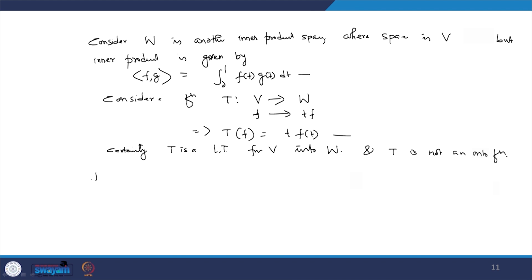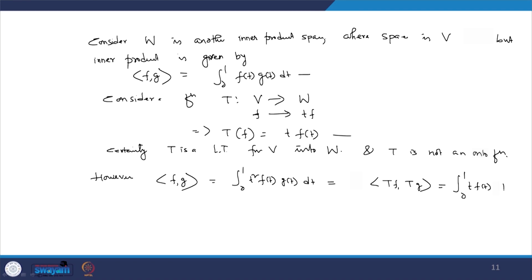But let us see, however, that the inner product of f and g in V is equal to integral 0 to 1 of t squared f(t) g(t) dt, which is also equal to the inner product of T f, T g over W, which will be equal to the integral 0 to 1 of t f(t) and t g(t) dt. So, this implies that T preserves inner product without being an isomorphism.